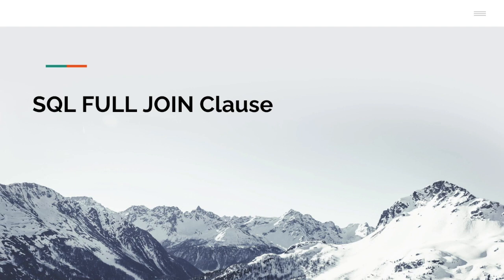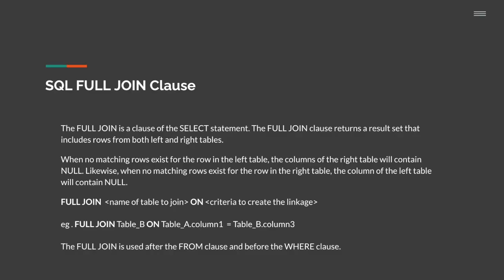Let's take a look at how to use the full join clause in SQL. The full join clause is a clause that's used in the select statement that will return a result set that will include rows from both a left table and a right table. So what it will do is combine two tables together and return the rows as a result set.